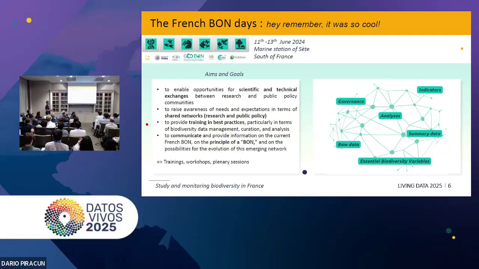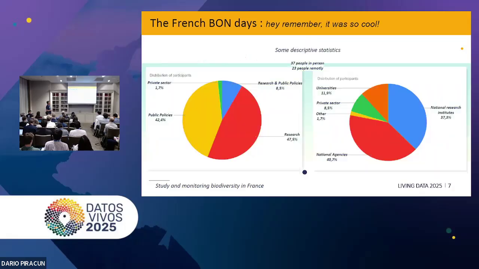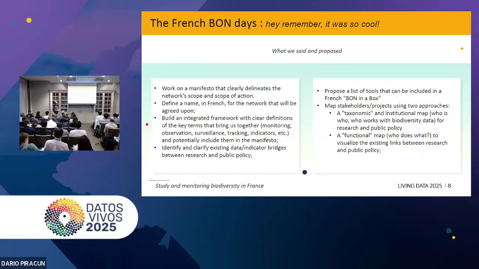The idea was to be there and discuss between researchers, research communities, services to research communities, and public policy colleagues, and notably to look at the best practices we can share in terms of data management, but also for communication, organization, and moving forward a new French BON organized really with research and public policy. We had some trainings, workshops, plenary sessions. We were 37 people, 23 remotely. It was really cool, nice, good wine.